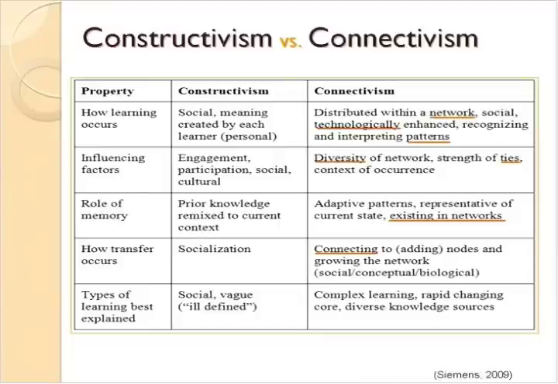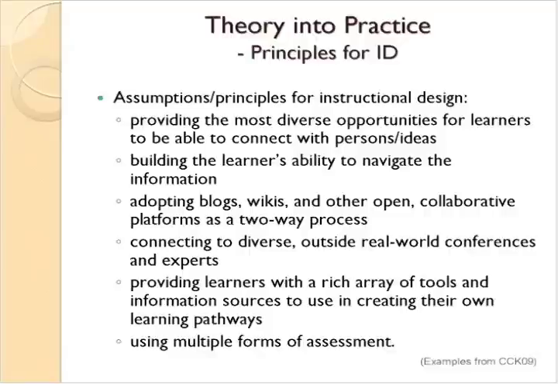I listed them here. Shank argued that any learning theory should provide answers for the following definitive questions. Number one, how does learning occur? Number two, which factors influence learning? Number three, what is the role of memory? Number four, how does transfer occur? Number five, what types of learning are best explained by the theory?